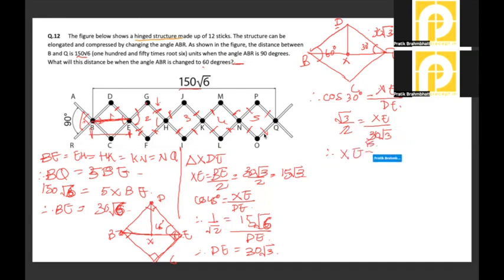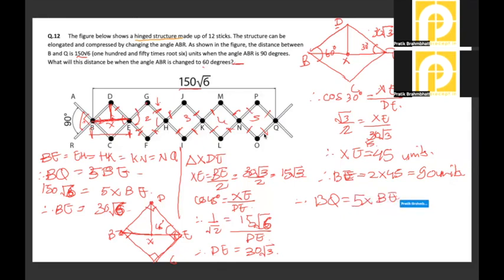Therefore, XE will be equal to 45 units. I know this is 45 units, XE. So if XE is 45 units, which is point X here, therefore BE will be equal to twice 45 units, which is 90 units. Therefore, the total dimension BQ, which is equal to 5 times BE, will be equal to 5 into 90, which is 450 units, which is the answer.